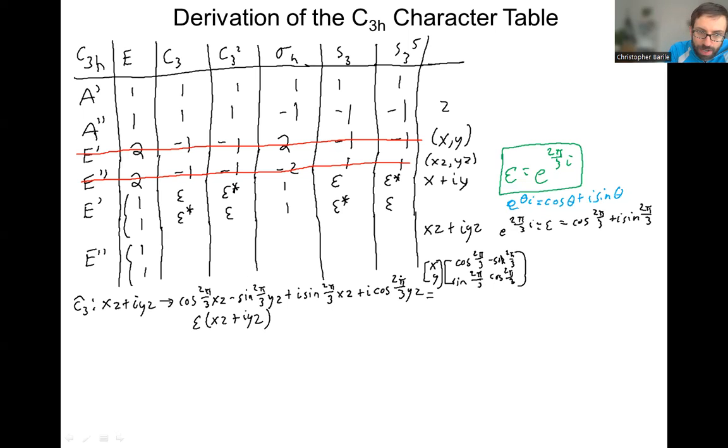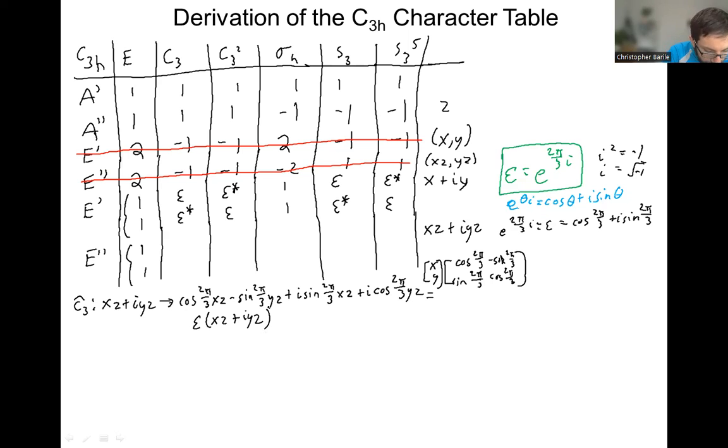So it's an eigenfunction, and you can FOIL this back out to show that. You're going to get cosine 2 pi over 3 times xz, that's this term. Then you're going to get i sine 2 pi over 3 times iyz, and that gets you an i squared, and i squared, remember, is equal to negative 1, because i is the imaginary number, the square root of negative 1. So that gets you a negative sign in that term. Then you have i sine 2 pi over 3 times xz, that's this term. And then you have cosine 2 pi over 3 times iyz, that's this term.